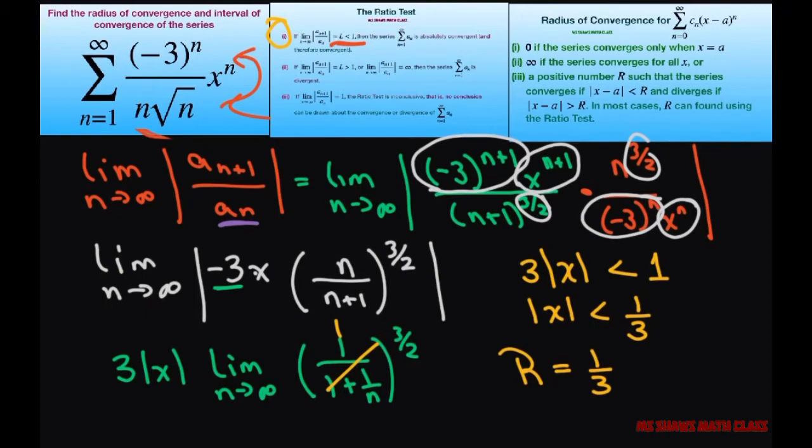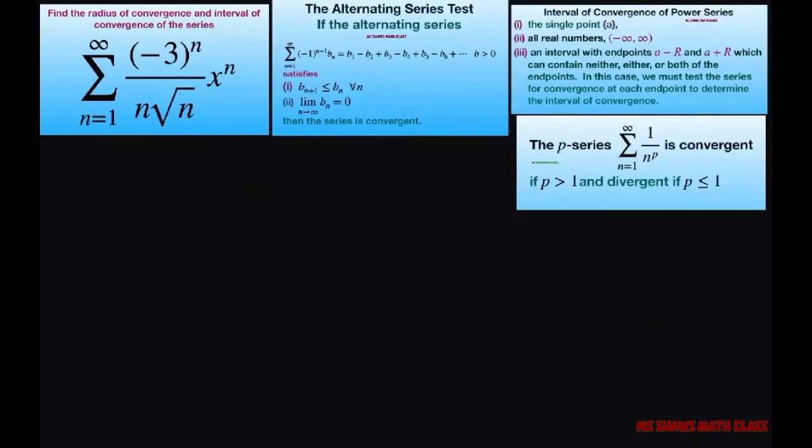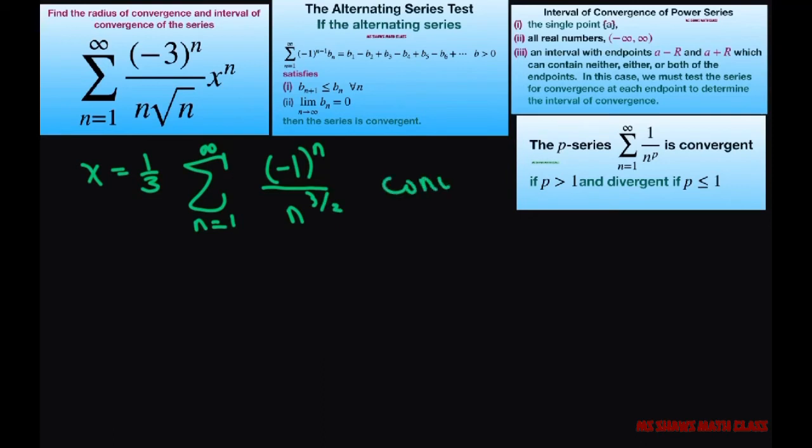So we're going to let x equal negative 1/3 and x equal 1/3, and we're going to test the endpoints. So if we have x equals 1/3, then we have the series n equals 1 to infinity of negative 1 to the power of n divided by n to the power of 3/2, which converges by the alternating series test.